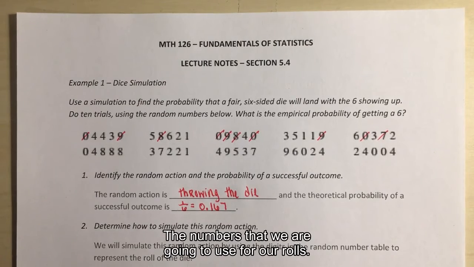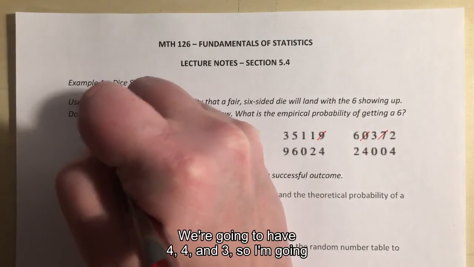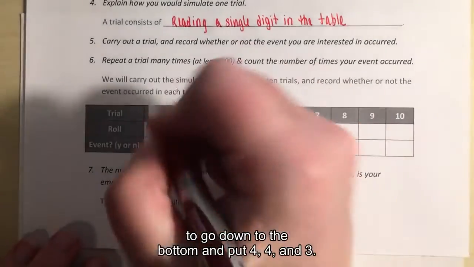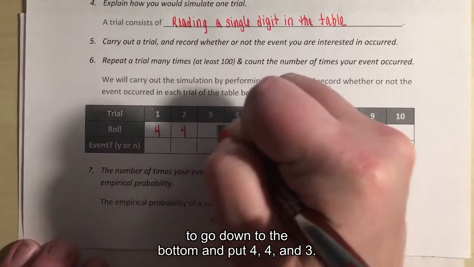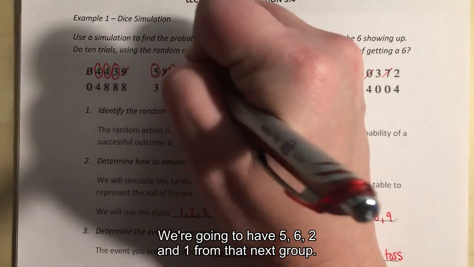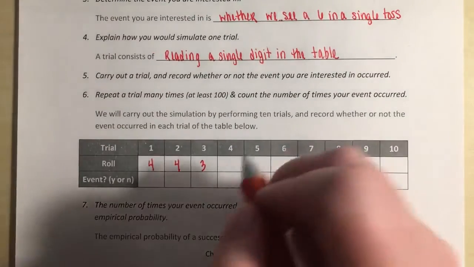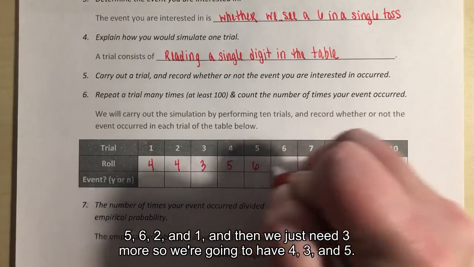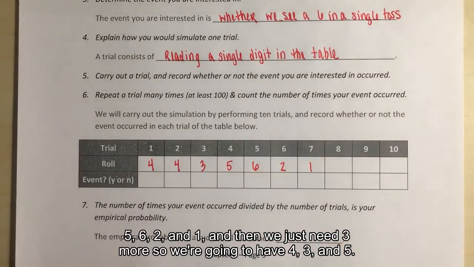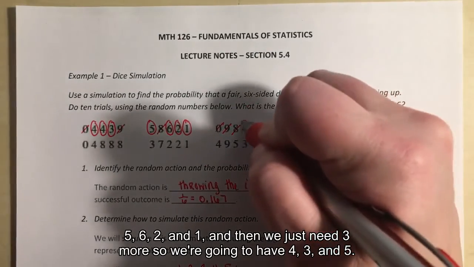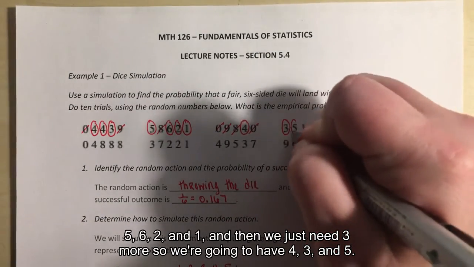Okay, so the numbers that we are going to use for our rolls. We're going to have 4, 4, and 3. So I'm going to go down to the bottom and put 4, 4, and 3. Then we're going to come back up top here. We're going to have 5, 6, 2, and 1 from that next group. So 5, 6, 2, and 1. And then we just need 3 more. So we're going to have 4, 3, and 5.